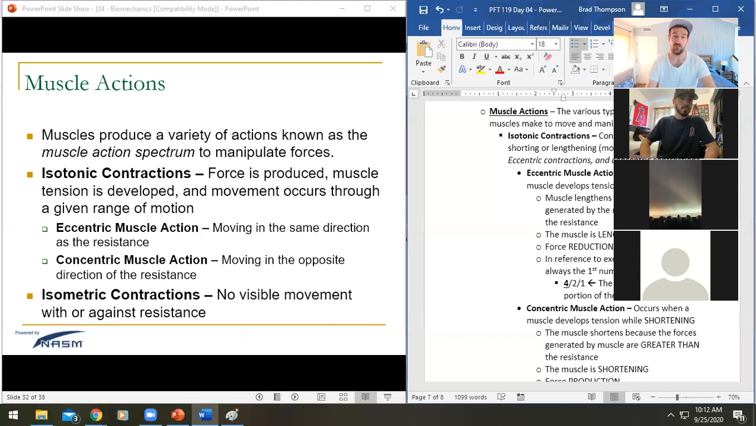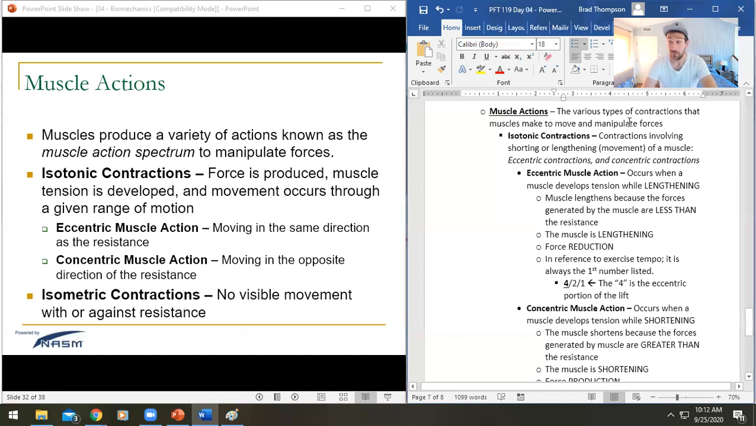Your muscles don't just contract when they're shortening. They're contracting in all directions. So we have 3 types of contractions. You are going to see 2 over terms. Don't worry about this first one. But muscle actions, the various types of contractions that your muscles make. There are 2 types. There's isotonic contractions and there's isometric contractions. Isotonic means a contraction during movement.